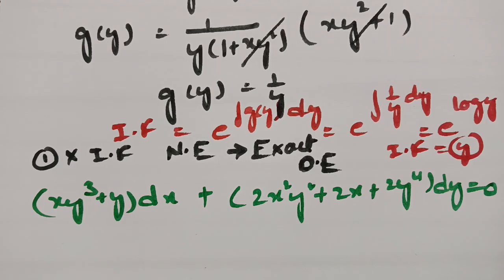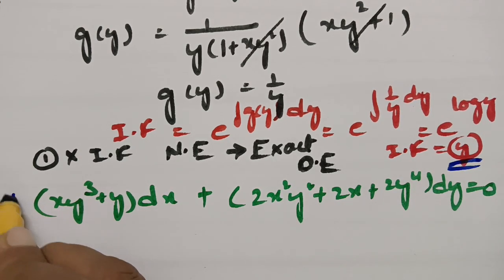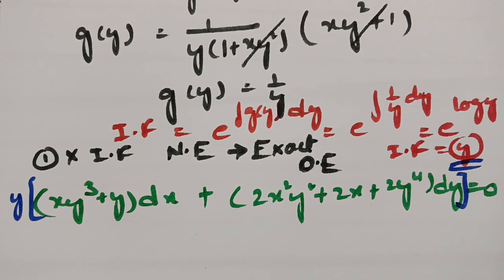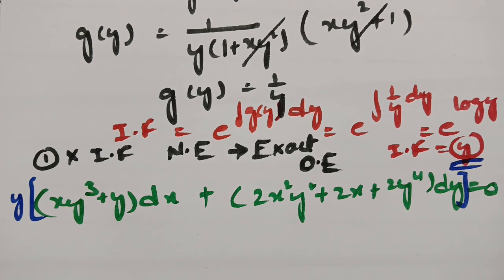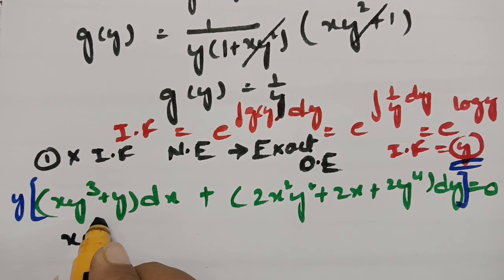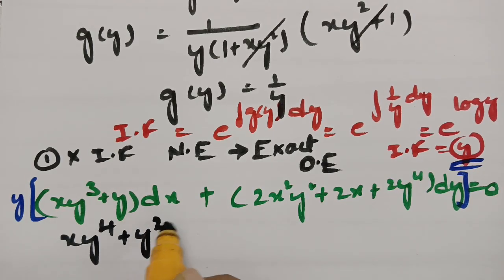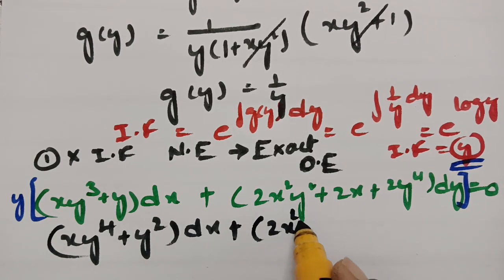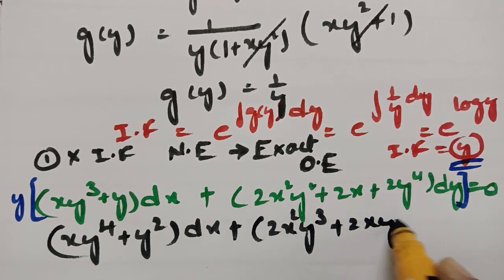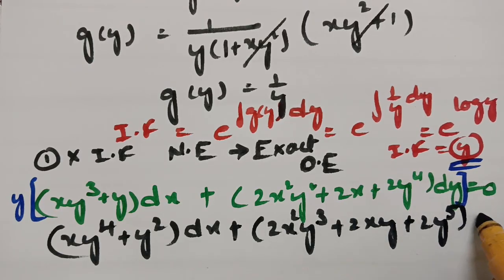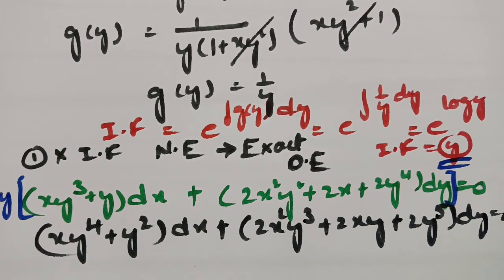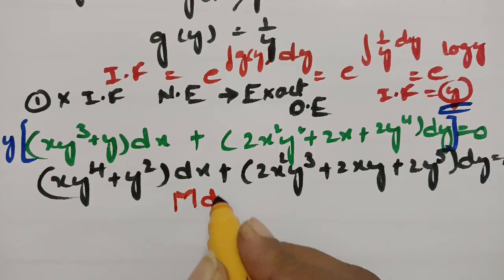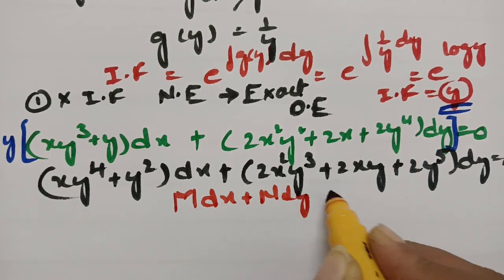So if I multiply throughout the equation with the integrating factor y, it is going to turn into an exact differential equation. So this will be (x y power 4 plus y square) dx, and multiplying with y, this is going to become (2x square y cube plus 2xy plus 2y power 5) dy is equal to 0. As this equation is of the form M dx plus N dy is equal to 0.